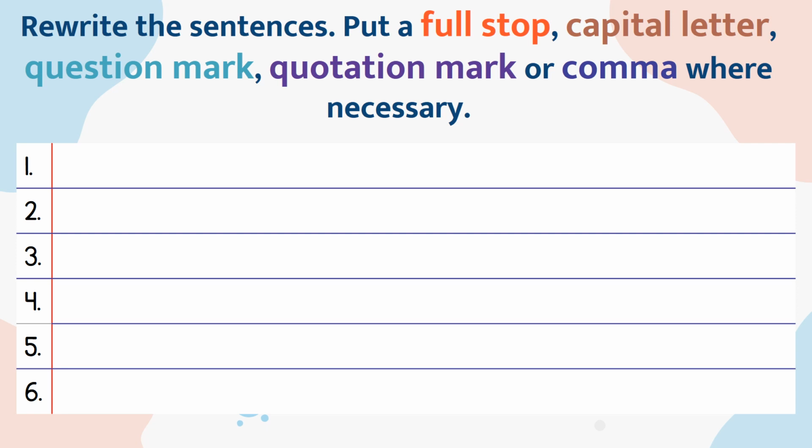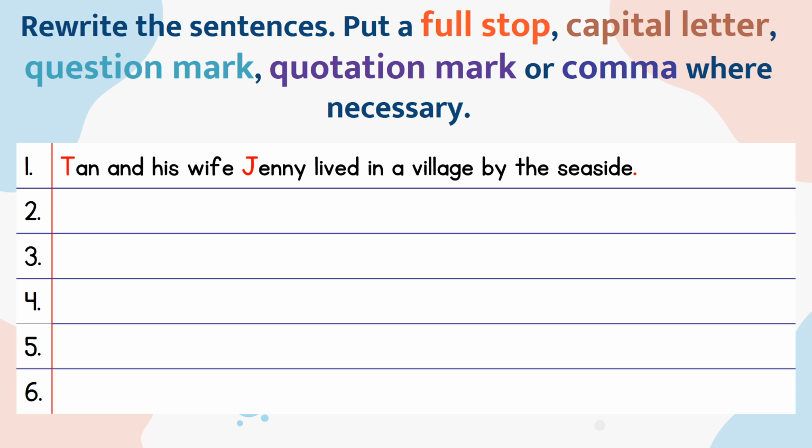All right, let's discuss the answers. Check and mark. Number 1: Tan and his wife Jenny lived in a village by the seaside. As you can see, Tan and Jenny are proper nouns, so you must put them in capital letters. Then the end of the sentence must have a full stop. That is very important.